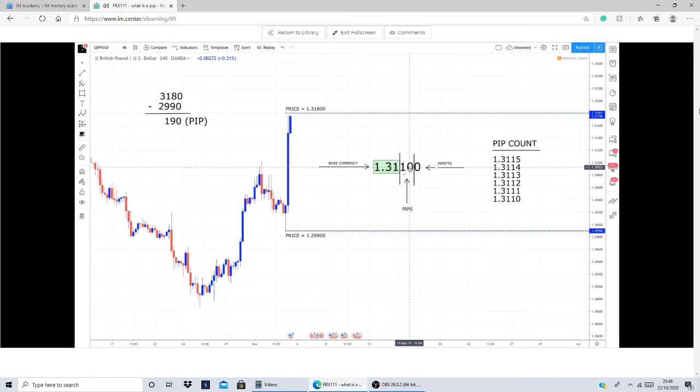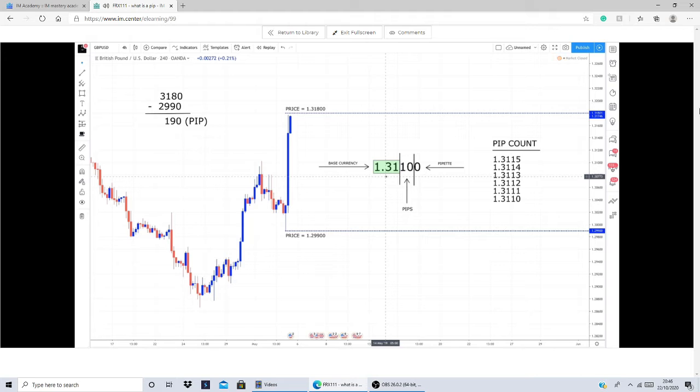Now, to better understand a pip, let's break down what the price actually looks like and how to read it. Anytime we get a price, it is broken up into 3 parts. We have the base currency, which is the numbers before the decimal and the 2 numbers after the decimal. This is the base currency of exchange for the country that's getting traded. So in this example, we're on the Great British Pound for the US dollar. That means the Great British Pound for the US dollar is at an exchange rate of $1.31 to the British pounds.